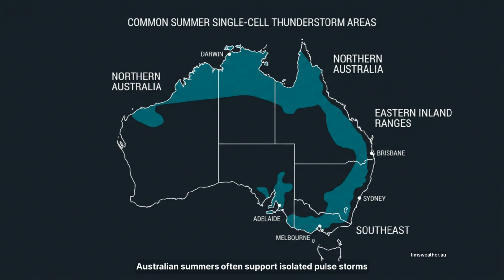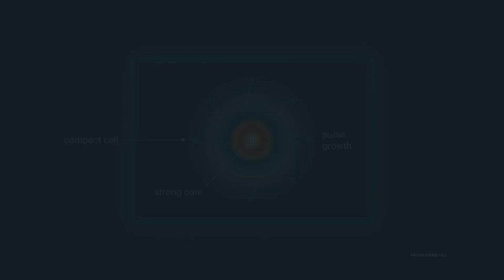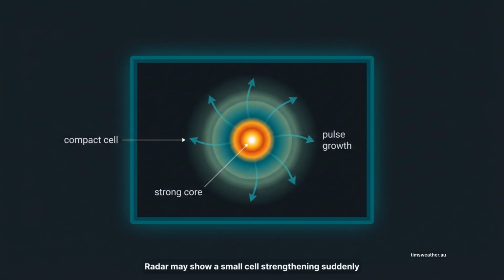On radar, a single cell often appears as a compact spot of stronger reflectivity rather than a long line or rotating structure. Forecasters watch for sudden spikes as the updraft strengthens, but predicting the exact suburb that gets hit can be difficult. One street may see sunshine, while the next suburb gets a burst of rain, lightning, and wind.